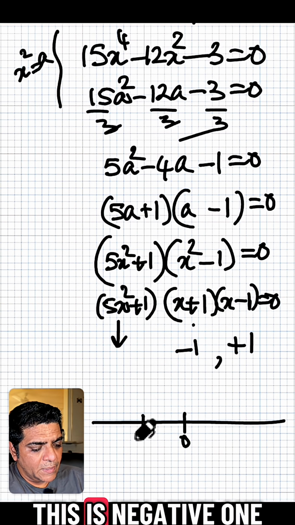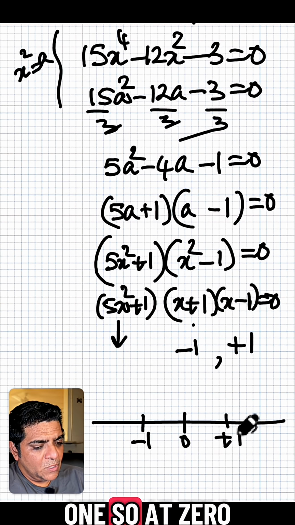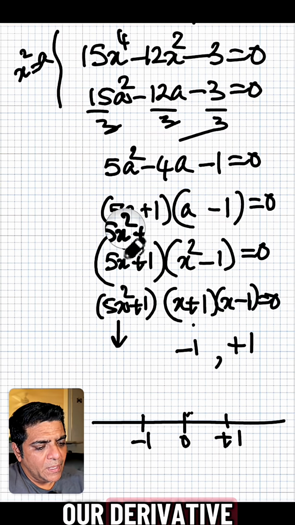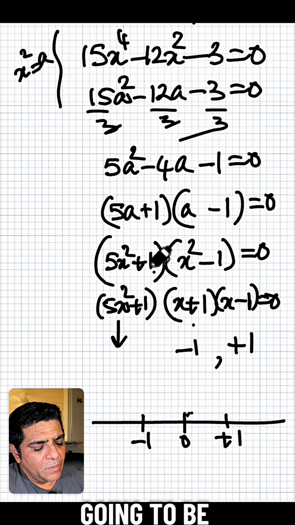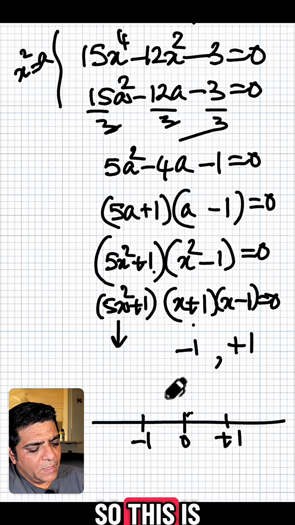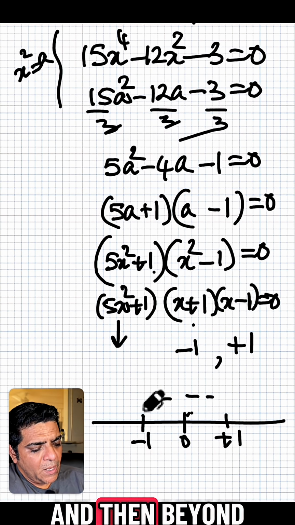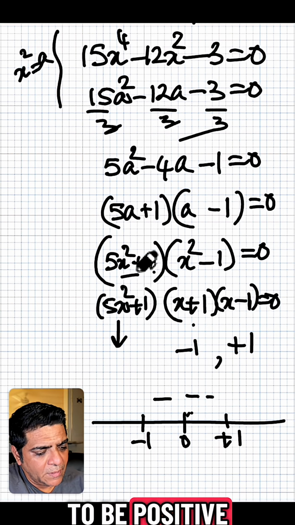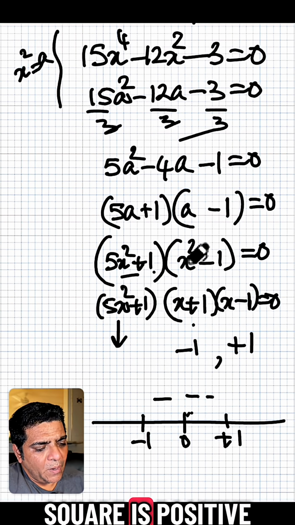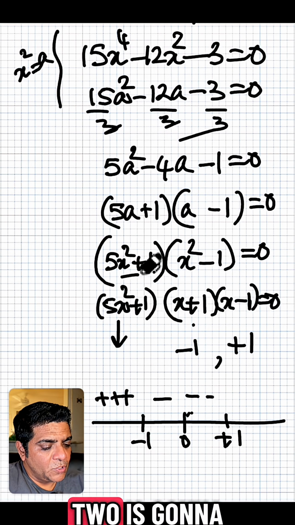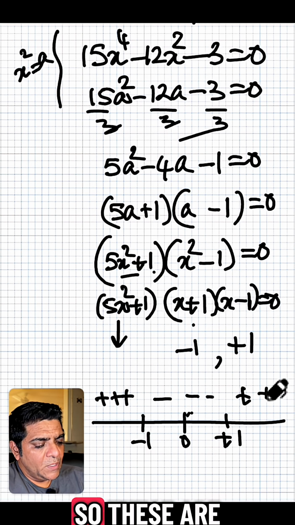This is 0, this is negative 1, this is positive 1. So at 0, if you substitute 0 into our derivative, what we get is negative, so this is going to be a negative sign. Then beyond negative 1, less than negative 1, say negative 2, negative 2 squared is positive, so this is going to be positive. And past positive 1, of course, 2 is going to be positive. So these are the signs.